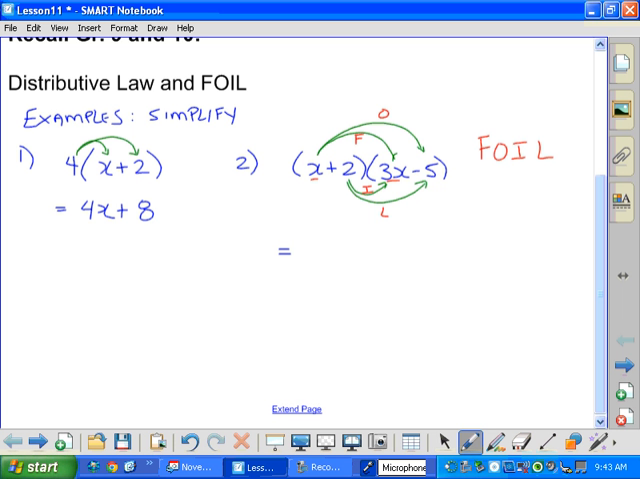So anyhow, that being said, distributing the x in: I have x times 3x is 3x squared. x times negative 5 is negative 5x. The 2 times the 3x would be a positive 6x. And 2 times negative 5 would be a negative 10. Collecting like terms, when you do this type of distribution, typically it's only the middle terms that are like. So we end up with 3x squared, negative 5x plus 6x leaves us with positive 1x, you don't have to write that 1 in, minus 10. So there is a quick reminder or review of the distributive law and FOIL.